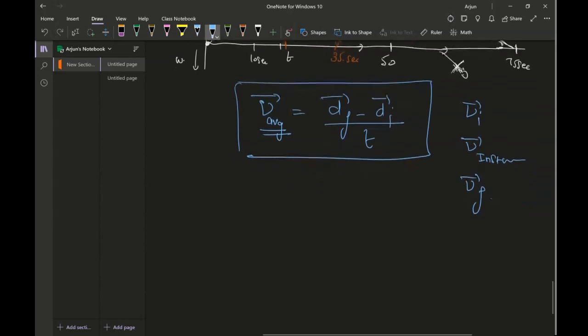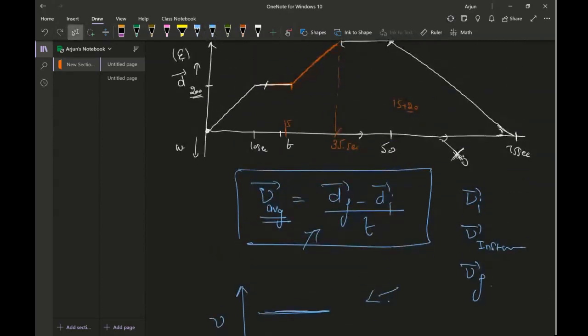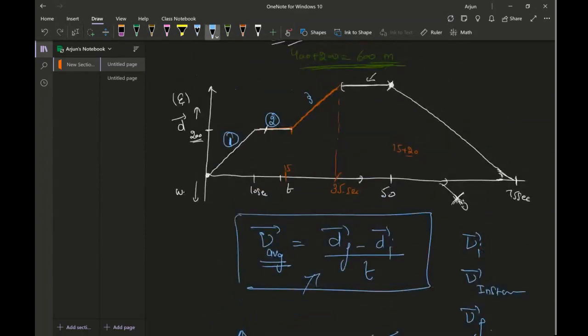Now, average velocity, as the name suggests, will be a horizontal line. You will always get, by this formula, a horizontal line on the velocity-time graph. I'll talk about this in detail later on, but first let's find out the velocity. So I'm going to mark these sections. This is section 1, this is section 2, this is section 3, this is section 4, this is section 5.